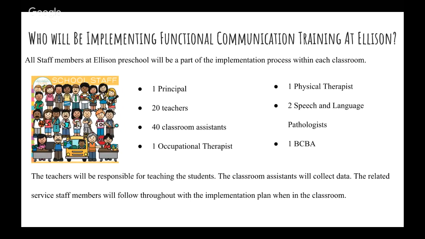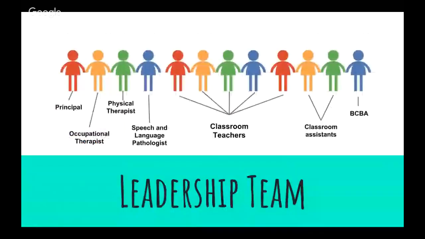The related service staff members will follow through with the implementation plan as well when they are in the classroom with the children. The leadership team in the school, the principal, the occupational therapist, the physical therapist, 1 speech and language pathologist, 5 classroom teachers, 2 classroom assistants, and 1 BCBA have all been chosen to be a part of the leadership team to help make sure that the functional communication training is implemented with fidelity throughout the school.